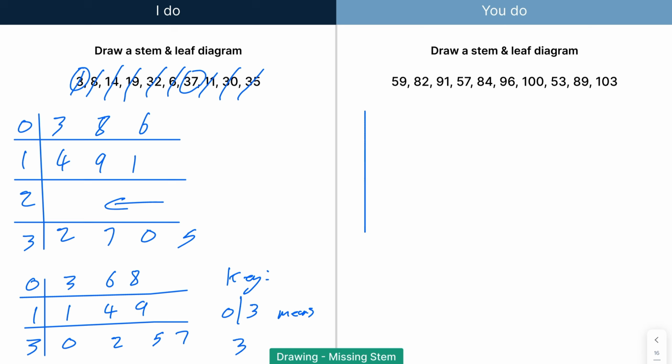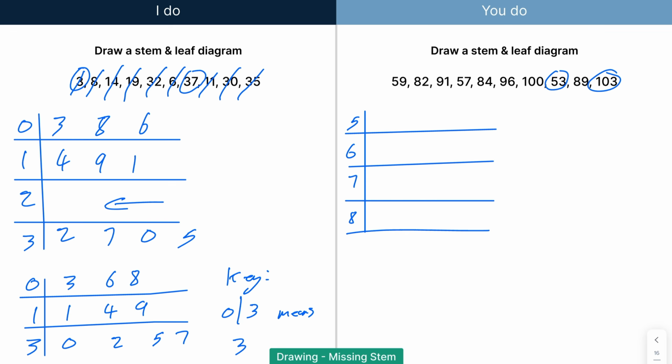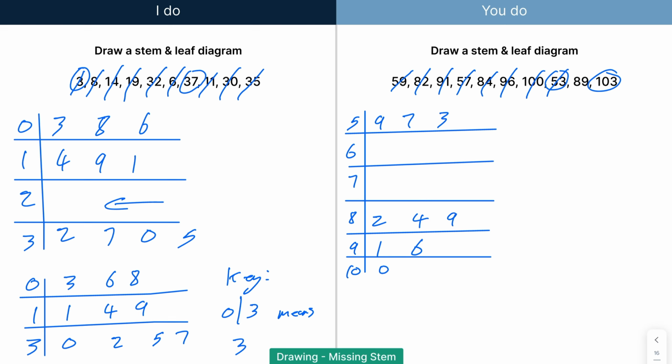Again, hopefully you've pressed pause and had a go with the example on the right. So with this one, the smallest is 53, and the largest is 103. So we can go 5, 6, 7, 8, 9, 10. So we have 59, 82, 91, 57, 84, 96, 100, 53, 89, and 103.